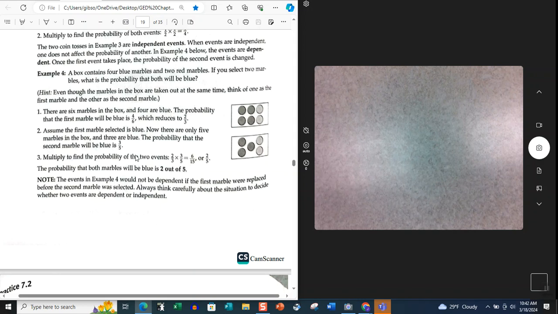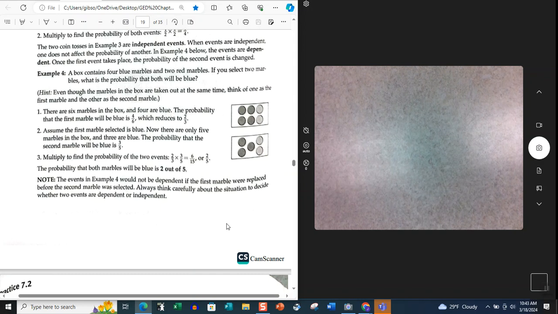Multiply to find the probability of the 2 events. So we have to take 2/3 times 3/5, which is 6 over 15, which is 2/5. So the probability that both marbles will be blue is 2 out of 5. The events in example 4 would not be dependent if the first marble were replaced before the second marble was selected. Always think carefully about the situation to decide whether 2 events are dependent or independent.